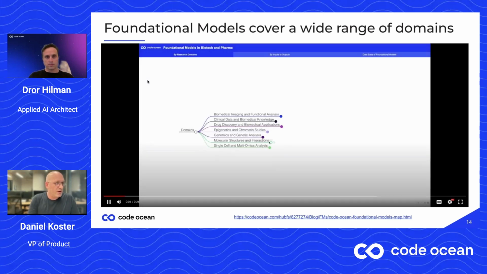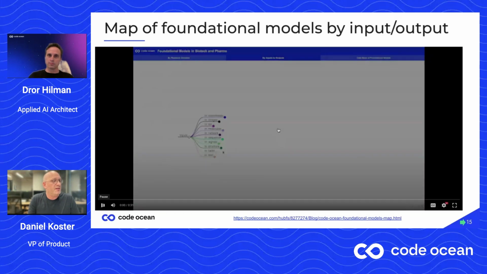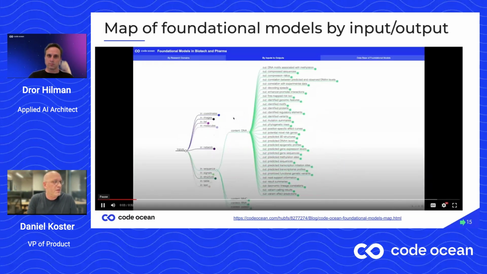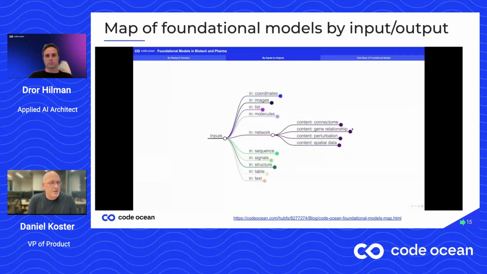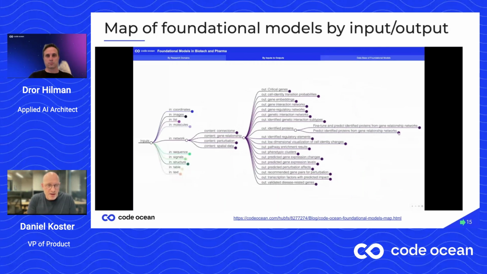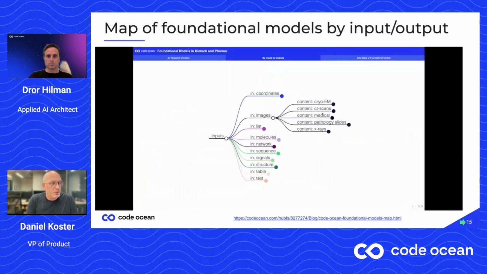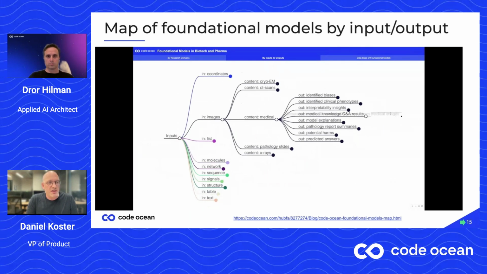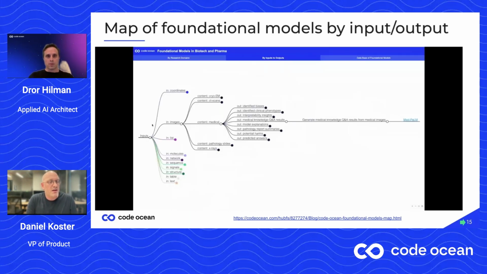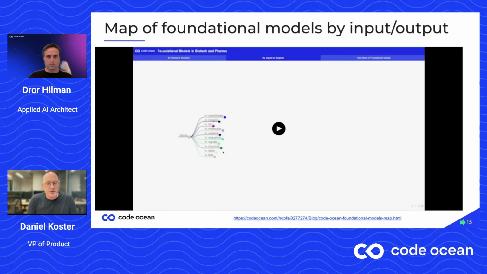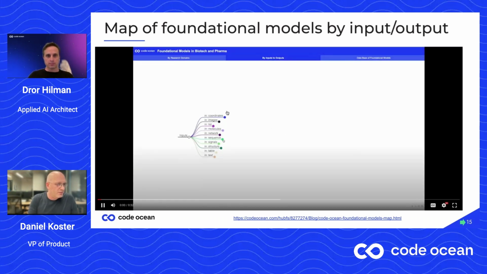The other way you can organize the world of foundational models is by looking at the input and output types. For example, you can say we're looking at molecules or sequences or structure, table, and text, what kind of content the input has, for example, gene relationships and things like that. Then you can look at the output of the model, and that brings you to a specific use case and a specific model, and you can access its Git repo. So these are 2 ways to organize foundational models, and we found that the second one, looking at the input and the output, is the most helpful because use cases are more readily mapped to input and output than to some semantic definition of a domain. So let's go further.